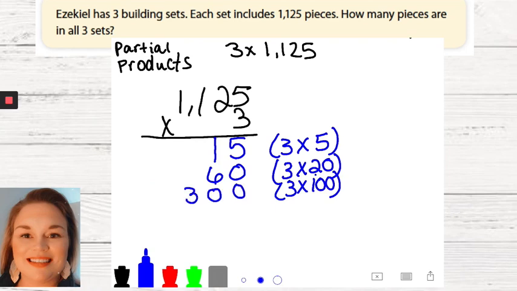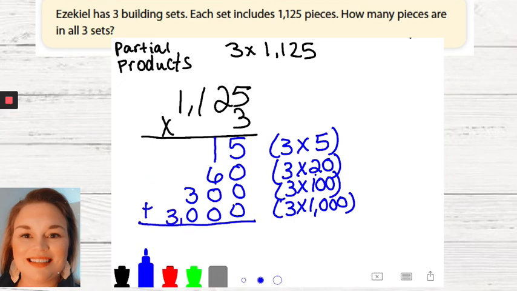I also like to continue to write the zeros first, then my final answer to keep those place values in order. And last, distribute the 3 to the thousand spot, which is 1,000. So 3 times 1 is 3, plus 3 zeros. Now these are the partial products, and you will want to add them up to get the final product.